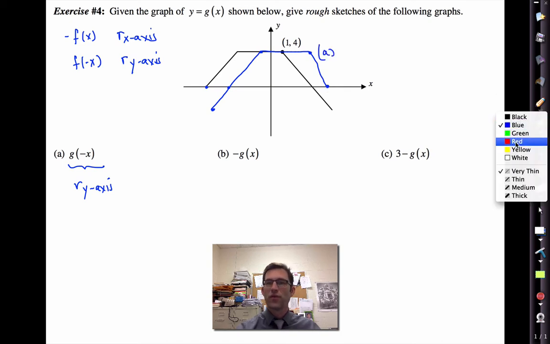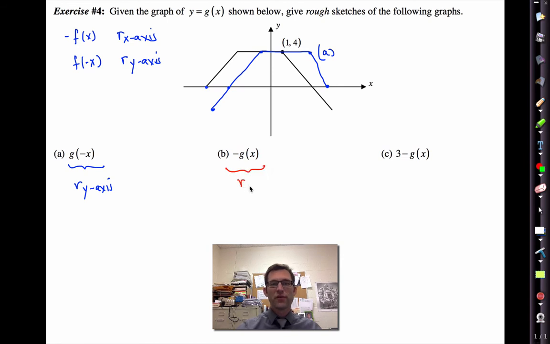Let me switch colors. Let me go over to red. This is a reflection in the x-axis, which is kind of cool. This point doesn't go anywhere. This point comes down here. This point goes here. This point doesn't go anywhere. And this point's up here. One thing that's kind of cool is to track that (1, 4). In this case, it would go down to (1, negative 4). In the blue case, that would become (negative 1, 4).